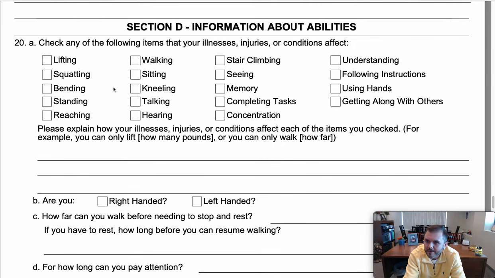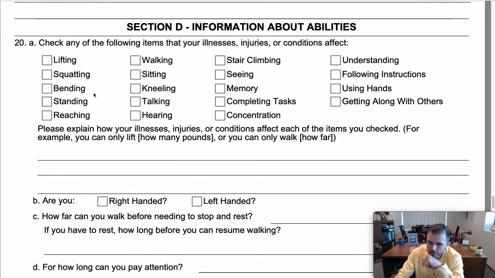Okay, we're getting down to the nitty gritty here. 20A, check any of the following items that your injuries, illnesses, or conditions affect. You'll want to be very liberal in how you answer this question. If you have back issues, almost always it affects your ability to lift. Squatting, bending, standing, reaching. Now that's important for your shoulders, hands, and arms. If you have problems with your neck, oftentimes what's called radiculopathy will affect your ability to use your arms.